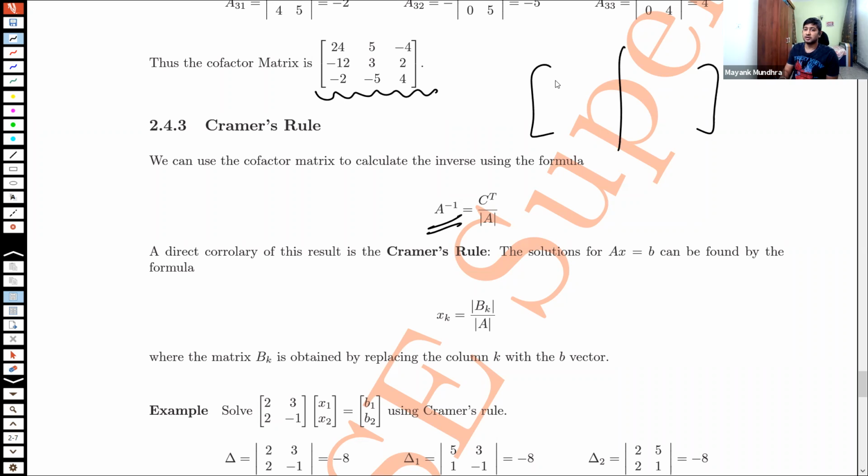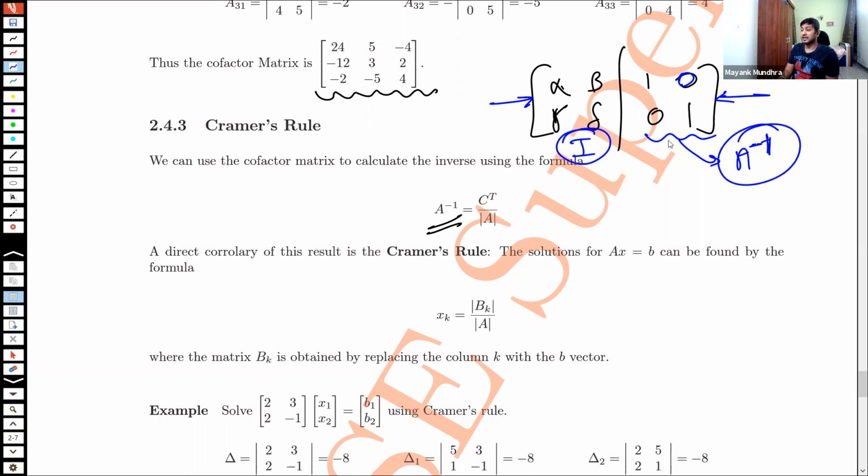Suppose there's some 2 cross 2 matrix alpha, beta, gamma, delta, and you write 1, 0, 0, 1 next to it, and you use Gaussian elimination. The aim is to convert this into the identity matrix, and the same row operations you keep doing on the right hand side. Whatever you are left with will be A inverse. As soon as this gets converted into the identity matrix, this will be generating the A inverse. So that's one way to get the inverse of a matrix. Cramer's rule is another way to get the inverse of a matrix.